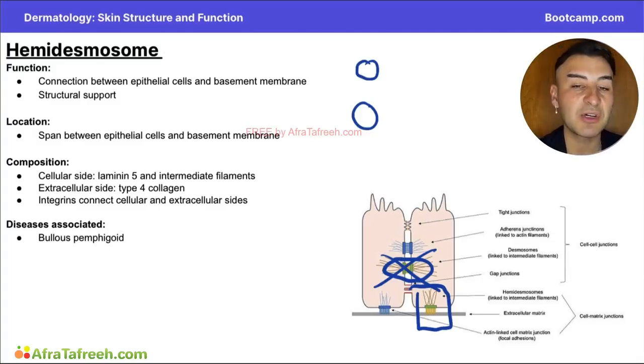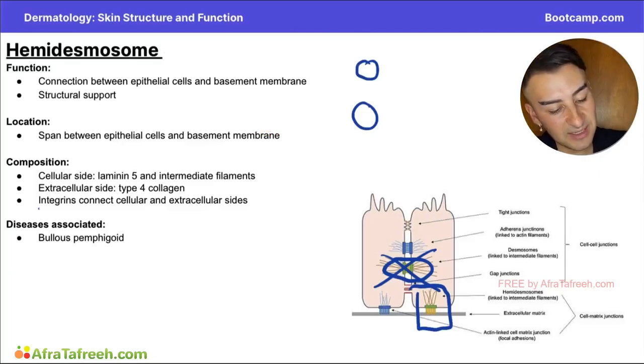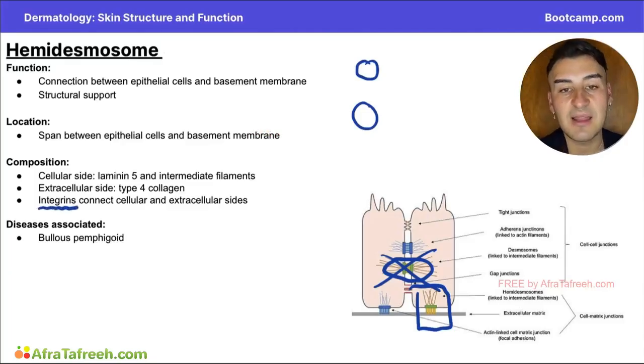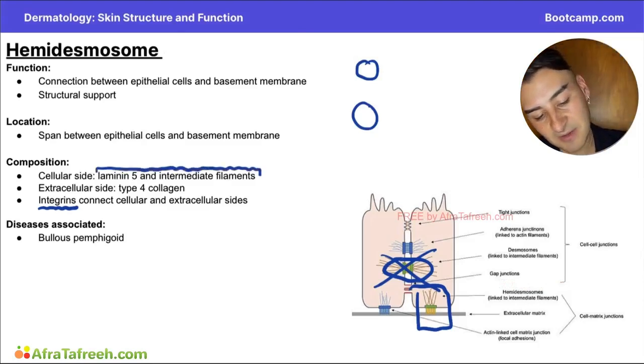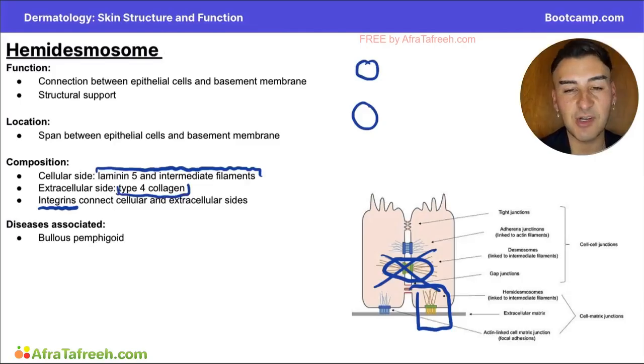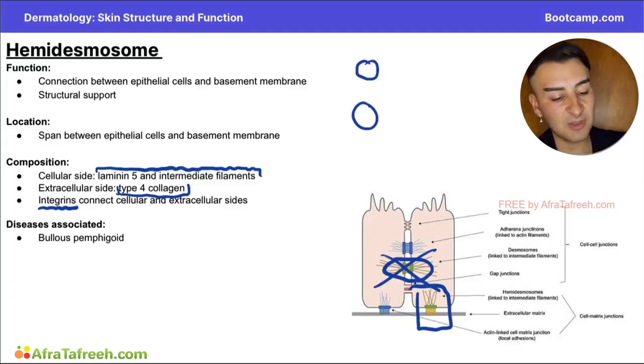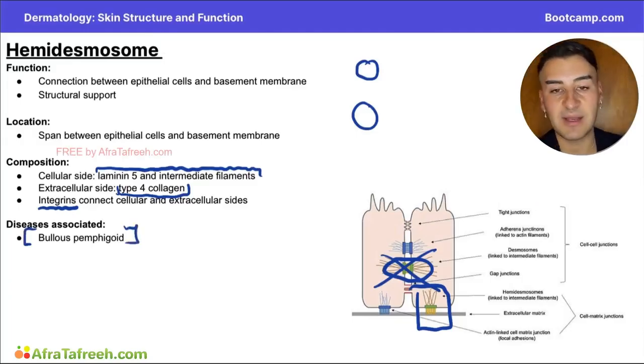So let's talk about how these are a little different in terms of composition. Since we are connecting to the basement membrane, integrins are going to be an important part that are in hemidesmosome but not in desmosome. Also, on the cellular side, we're going to have laminin 5 and intermediate filaments, just like a desmosome, but on the extracellular side, we're going to be dealing with type 4 collagen. So that's just a little bit of composition variation between desmosome and hemidesmosome. In terms of pathology, hemidesmosomes are associated with bullous pemphigoid. That is the one disease to be aware of here.